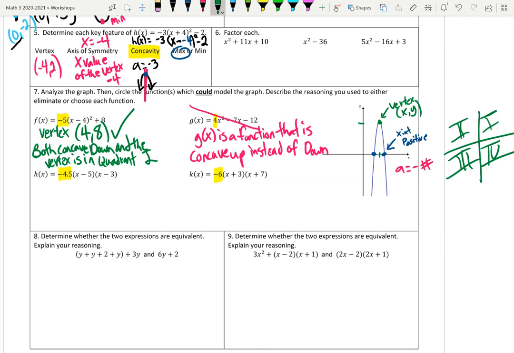Let's look at h of x. Immediately, my brain wants to see what makes the zeros. What number makes 0 in x minus 5? 5 and 3. So these are going to both be x-intercepts, (5, 0) and (3, 0). Notice how they're both positive. So this works. It is both concave down and the x-intercepts are positive.